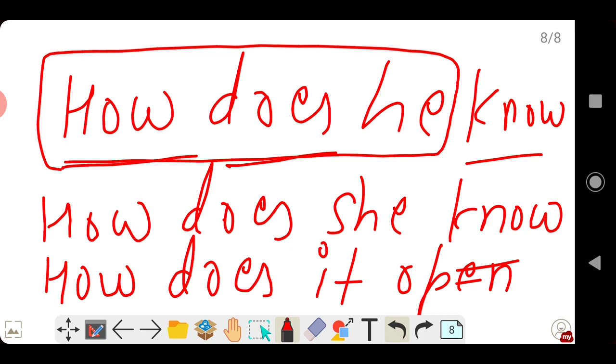Remember, you just try to grab the concept. You just try to hit the concept where you want to learn. Okay, how does he? How does she? How do I? How do you? You will have to remember it in this way.